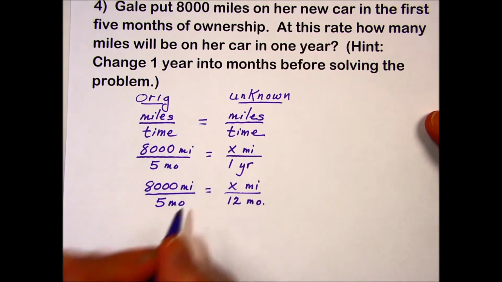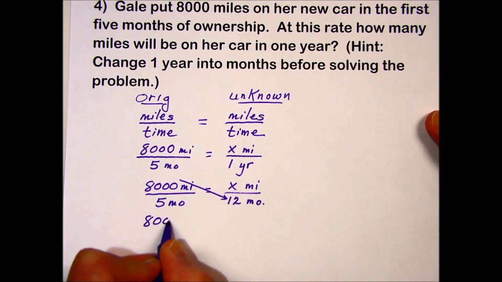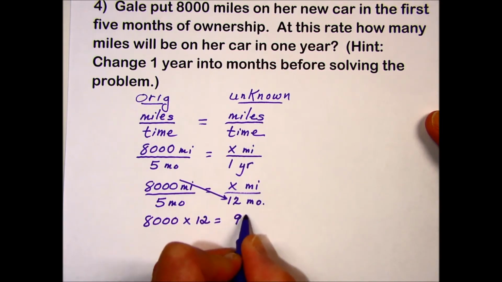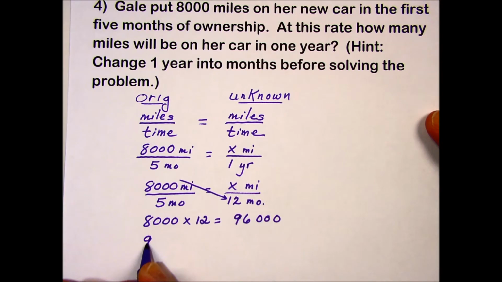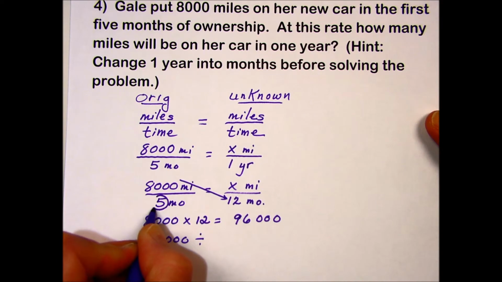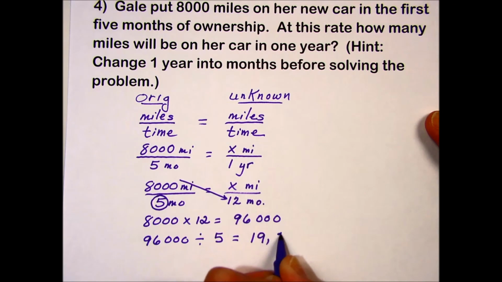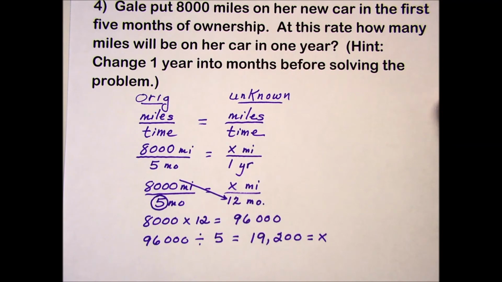Now we have a proportion that we're going to use our cross multiplication technique to solve. We'll multiply the diagonal with the two numbers in it. 8,000 times 12 is going to give us 96,000. Next, we'll take that result, 96,000, and divide it by the value in the other diagonal, which will result in giving us the value of x. 96,000 divided by 5 results in 19,200, which is the value of our x, which would be the number of miles driven in a year's time.